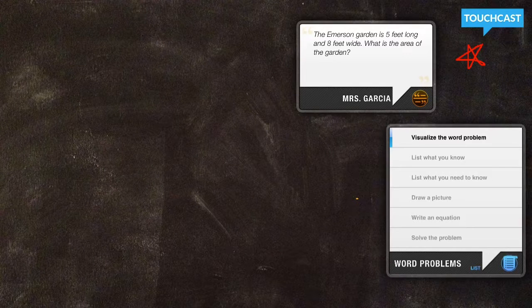So right away I'm going to use an area model, because this is asking about area, and we know that in order to do area, we're always multiplying the length and the width of the area. So let's start off by visualizing this word problem. So I'm picturing a garden. I'm picturing that it's outside, and it's this huge square.